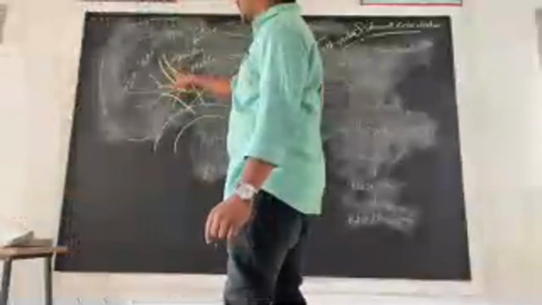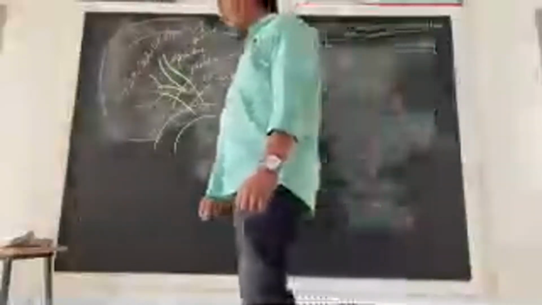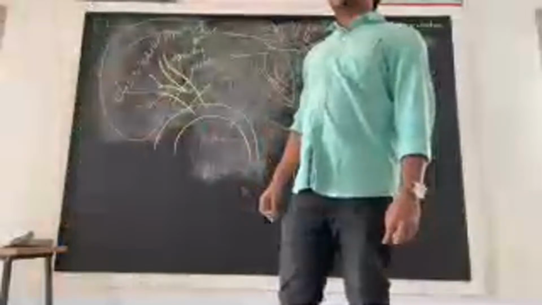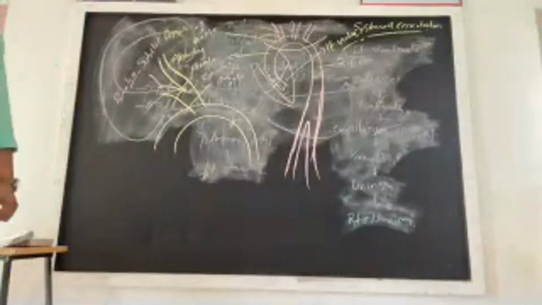So the first one is called brachiocephalic. One part is going as brachiocephalic. This brachiocephalic is divided into two types. The first one is the right subclavian artery. Now we have the second artery, which is called the right common carotid artery.